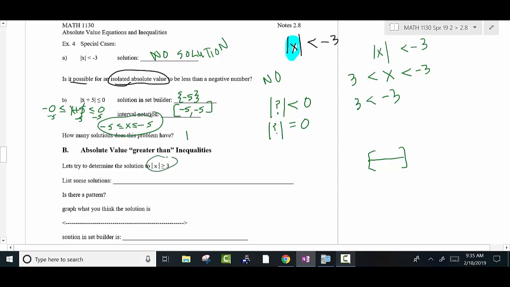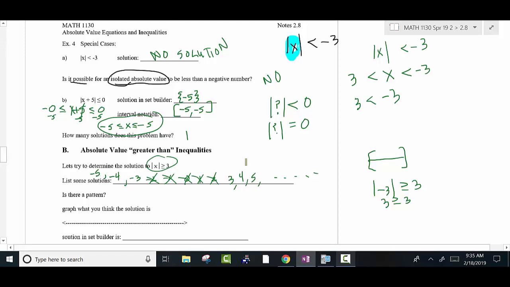So if you were doing this problem, this is what would happen. If you listed solutions of this, well, 3 would be greater than or equal to 3, so would 4, so would 5, and so forth like that. But then you would find stuff like 2 wouldn't work, 1 wouldn't work, 0 wouldn't work, negative 1 wouldn't, negative 2 wouldn't. How about negative 3? Does negative 3 work in this inequality? Yes, because the absolute value of negative 3 is 3, which is equal to 3. So it works, and then it'll start working from then on out. So that's why I was saying it's kind of the opposite.